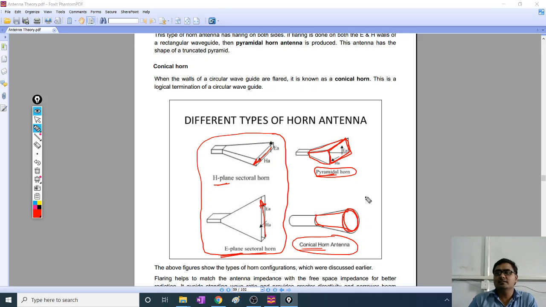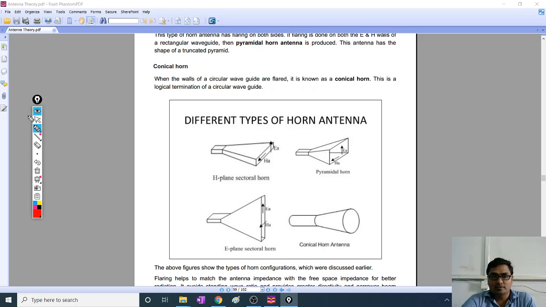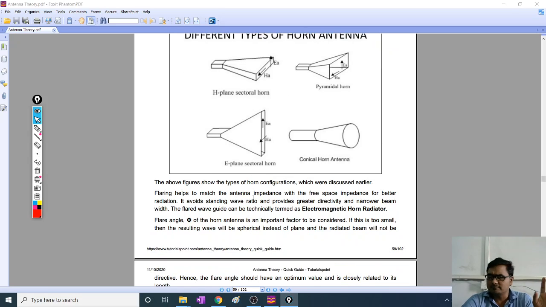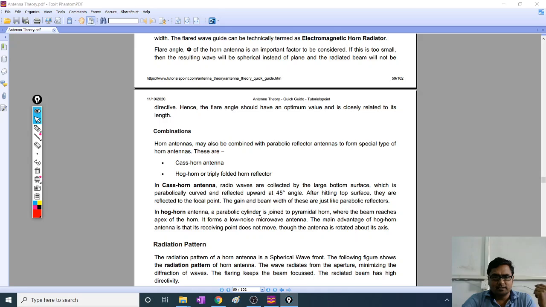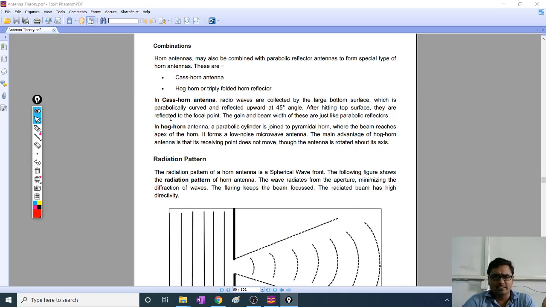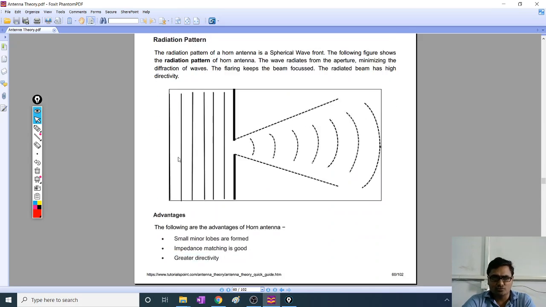So those are the types of horn antennas, and that's why I said there is no need to discuss those types. Even by just observing the figure of those horn antennas, we can easily understand what they are. Look at this, one is sectoral, pyramidal, conical and E-plane. Now apart from that, there are combinations of all those antennas also. What are the combinations? That is cross horn, hog horn, and the radiation pattern is also given.